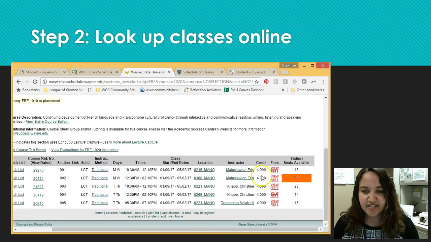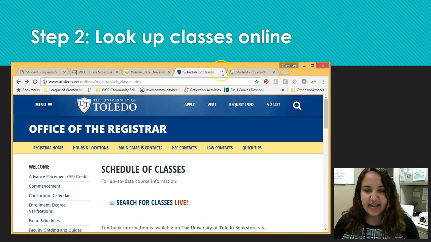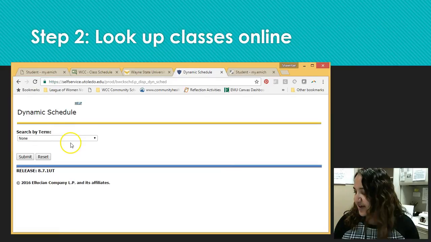These are the instructors. These are 4-credit classes. And over here you can see how many seats are available. So I can't sign up for this one because that class is full, but all of these other classes have seats. And University of Toledo, also very easy to find classes.